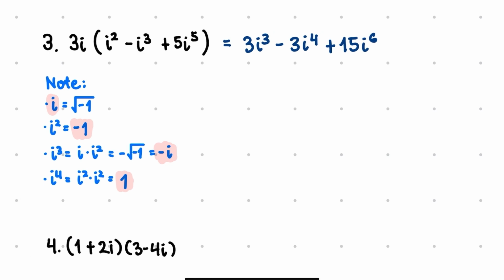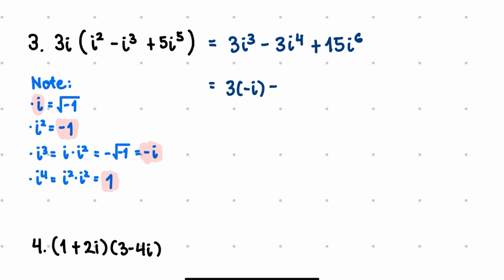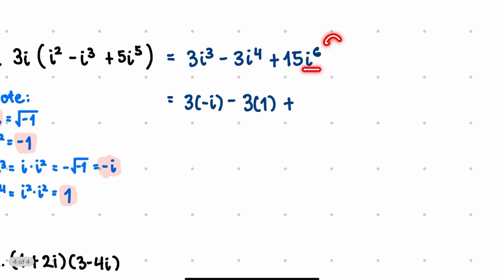So pretty nice. That means 3i cubed out here can be written as 3 times negative i, and i raised to 4 can be viewed as 1. How about for this last one? Take note that i raised to 6 can be viewed as i raised to 4 times i squared. i raised to 4 is simply just 1, so we can disregard that one. i squared is equal to negative 1. So this last one will just become 15 times negative 1, or minus 15.